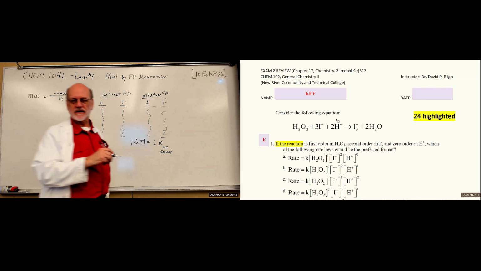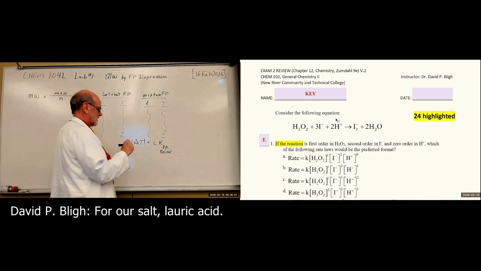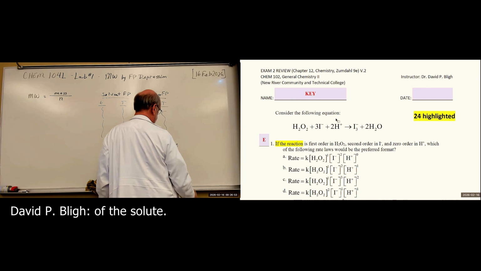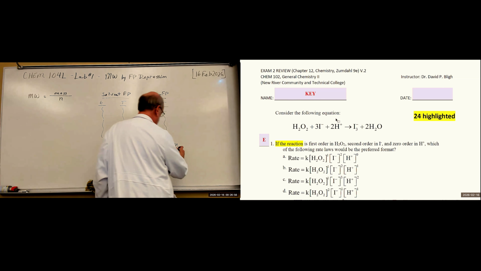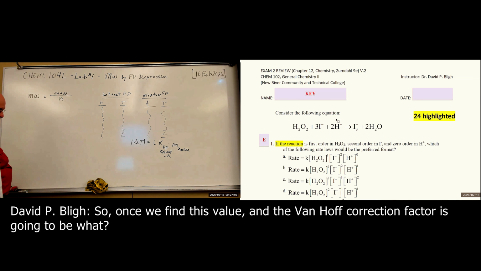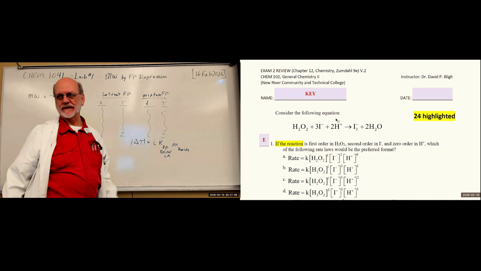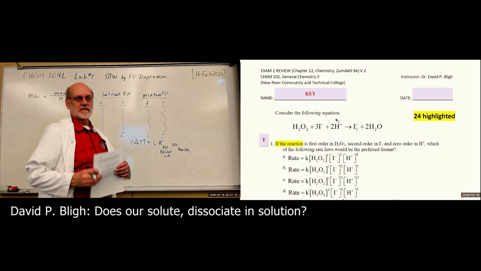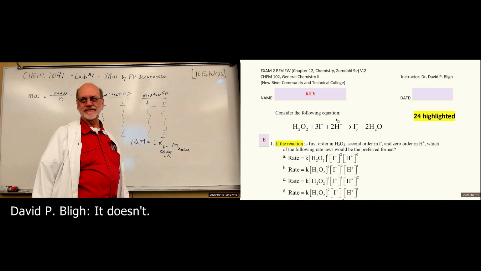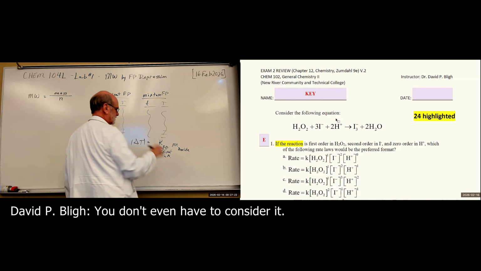And what's our solvent in this case? Lauric acid. For our solvent, lauric acid, times the molality of the solute. The Van't Hoff correction factor is going to be what? Does our solute dissociate in solution? No, it doesn't. It stays molecular. So Van't Hoff is 1. You don't even have to consider it.